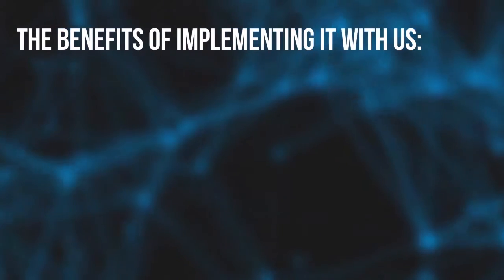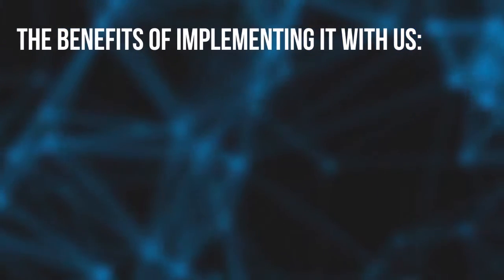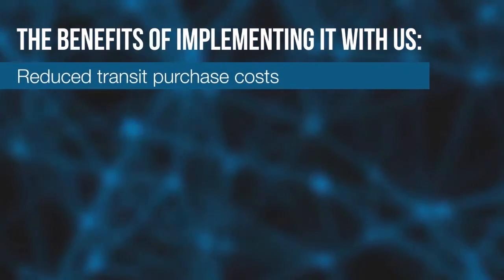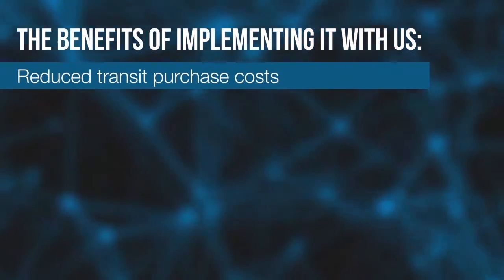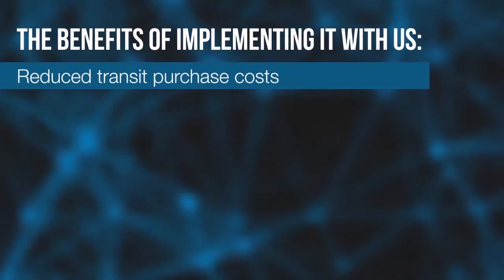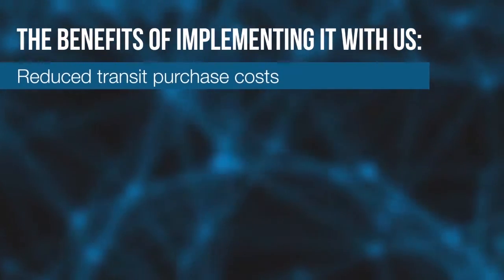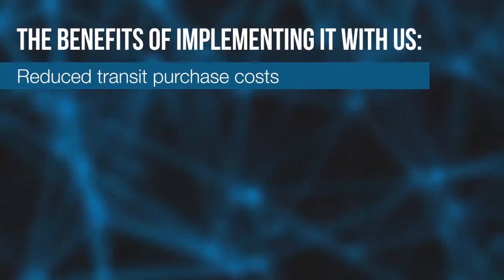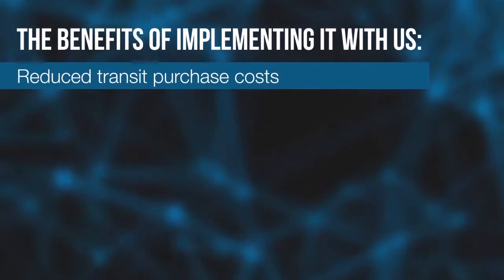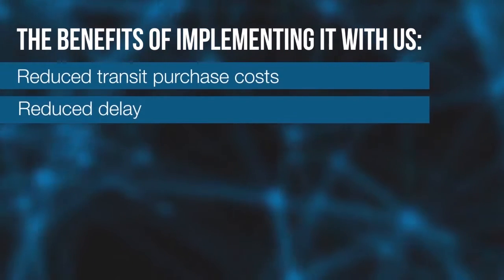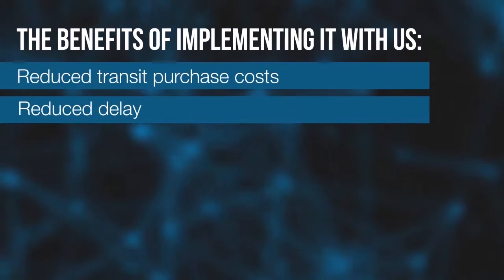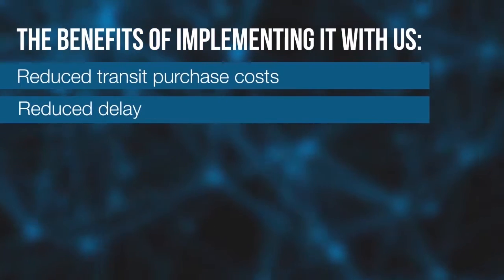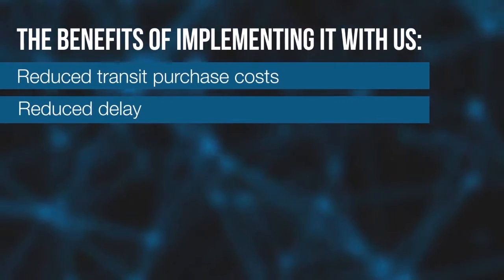Among the benefits of implementing Internet Exchange with us: A. Reduced transit purchase costs. Instead of paying different upstream ISPs transit charges, we will negotiate to exchange a proportion of their traffic with other members via peering. B. Reduced delay. Customers are mostly connected directly to the exchange, rather than needing to go through multiple levels of ISPs and IP service providers.